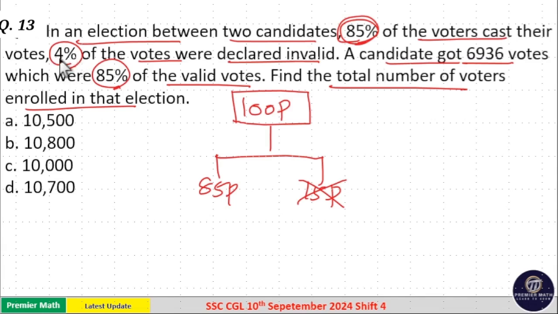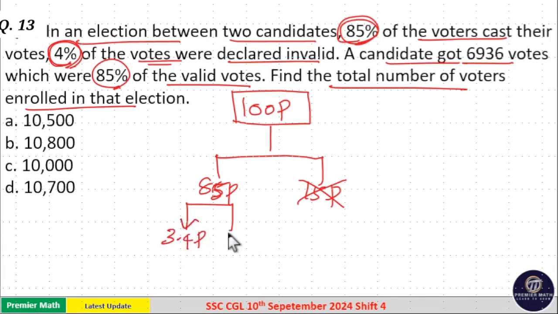And here 4% of the votes were declared invalid. That is, out of this 85 part, 4% votes were invalid. For 4% of 85 part, 10% is 8.5, 1% is 0.85. So 4% is 0.85 into 4. Multiply 85 with 4. 4 into 5, 20. 4 into 8, 32 plus 2, 34. That is 0.85 means 3.4 part. So this will become 3.4 part.